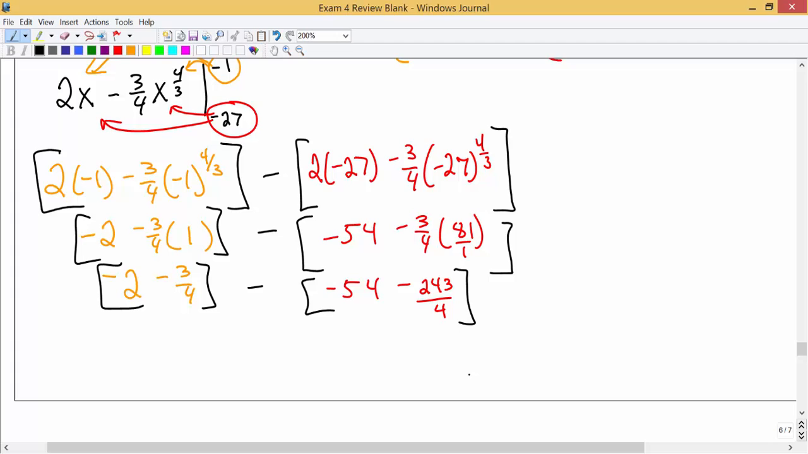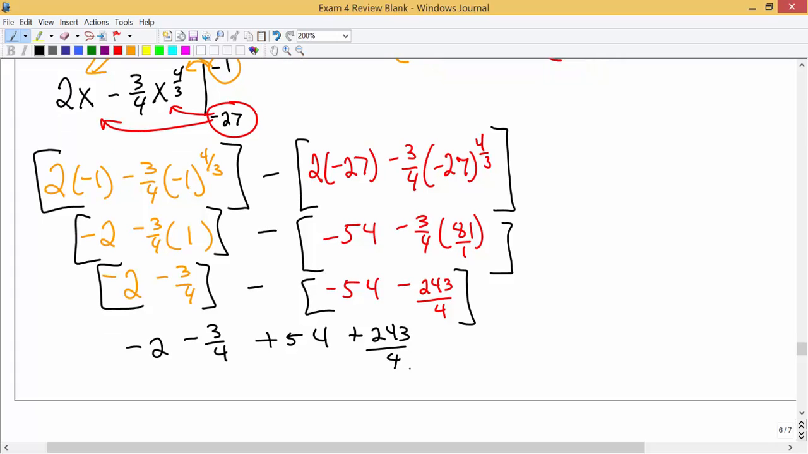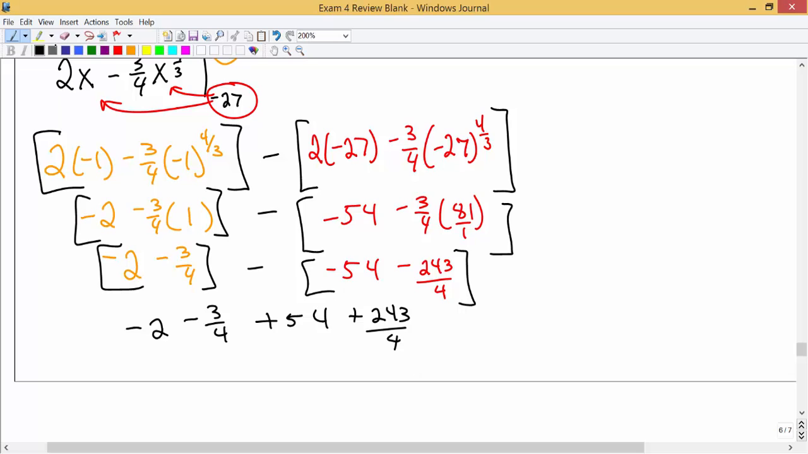And once again, I'm going to go ahead and just stop there instead of combining within the brackets, because I have two fractions that already have a common denominator. So I'm going to go ahead and distribute the negative into the second group. So I have 2 minus 3/4 plus 54, and then plus 243 over 4. So let's combine these two fractions together. I keep the same denominator, combine the numerators on top. So -3 plus 243 would be 240. And let's combine the whole numbers, or the integers there. 54 plus 2 would be 56.